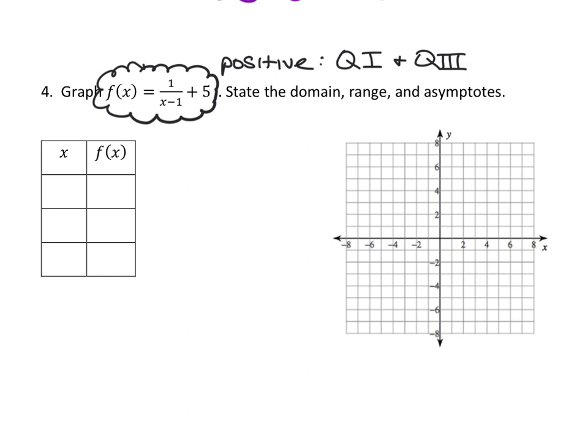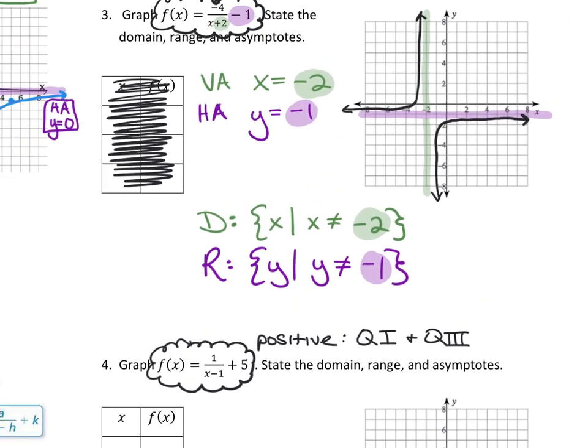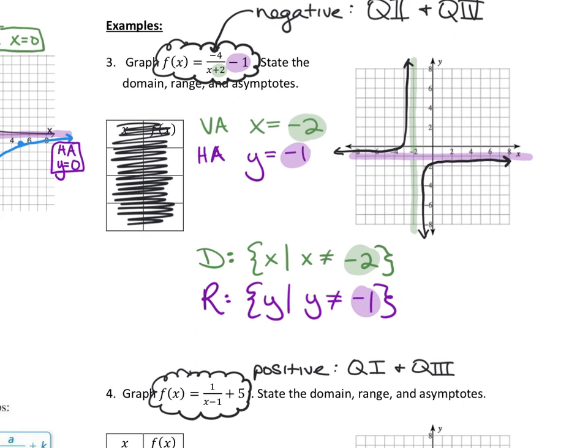So how do you know it's positive by the +5? No, not because of the +5, but if you look at the two functions right here, the one on top has a negative in the very front. This one does not. That negative can either be up in the numerator or just out front. But as long as it is in front, that makes it negative. That was a great question.